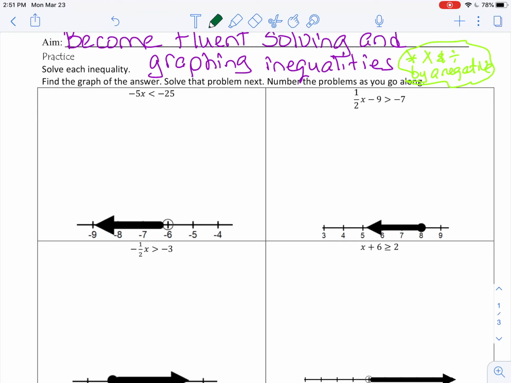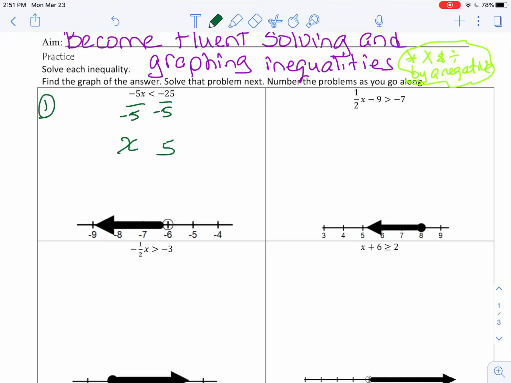So let's try some problems here. It says solve each inequality and then find the graph of the answer, solve that problem next, number the problems as you go along. This is one of those weird worksheets where it kind of is an answer key. So this is problem number 1. Everybody numbers it number 1. And then we solve it. Negative 5x is less than negative 25.